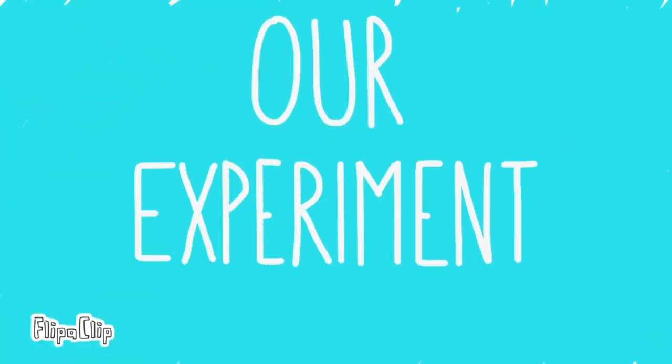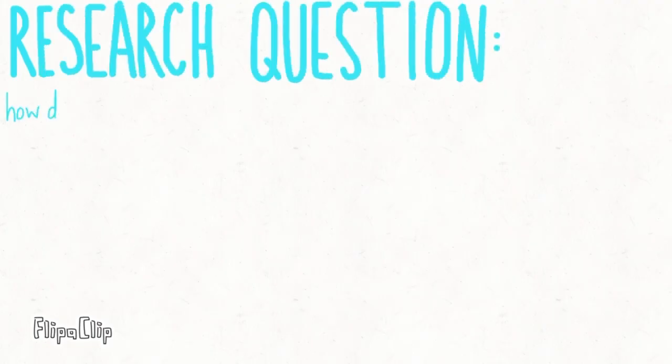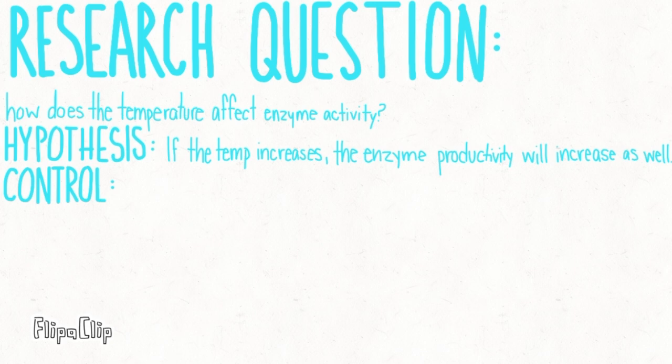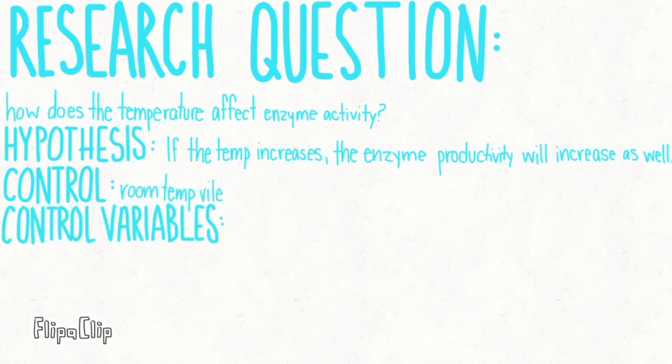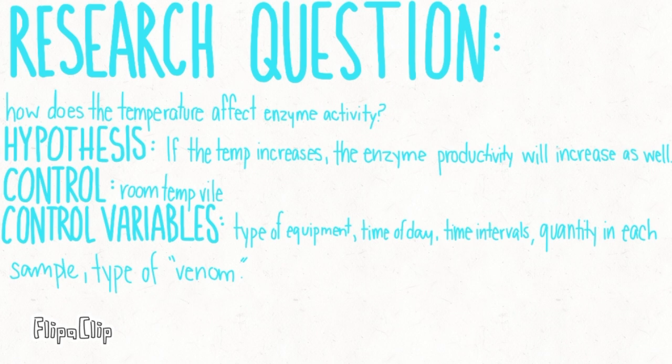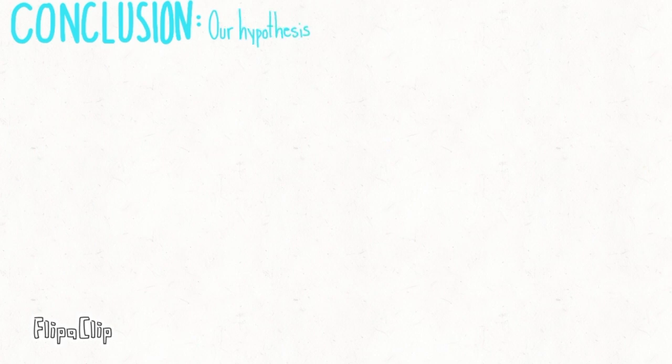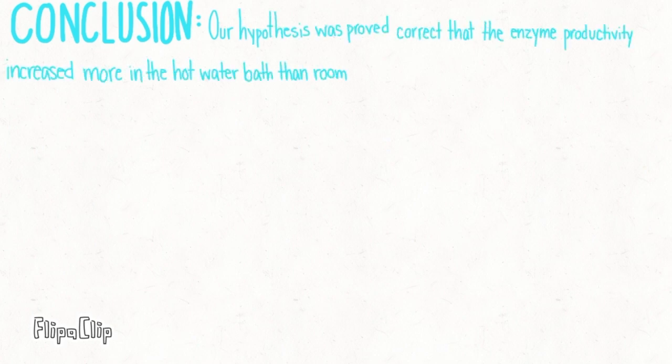For our experiment, our research question was, how does the temperature affect enzyme activity? The hypothesis was that if the temperature increased, then the enzyme productivity would too. The control was the room temperature vial. The control variables were the type of equipment, time of day, time intervals, quantity per sample, and the type of venom. The independent variable was the water temperature, and the dependent variable was the reaction rate. The conclusion was that our hypothesis was proved correct, that the enzyme activity increased more in the hot water bath than room temperature bath or cold water bath.